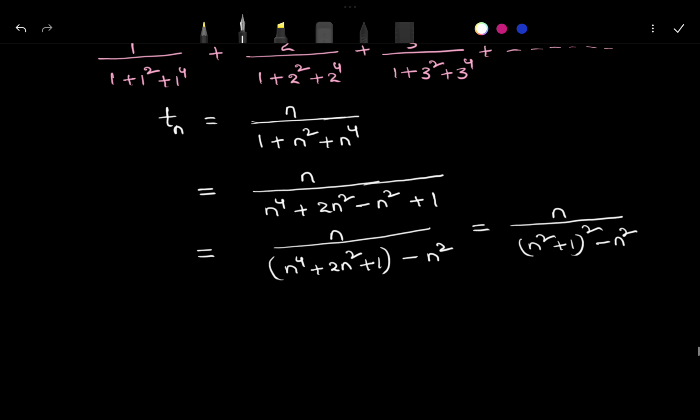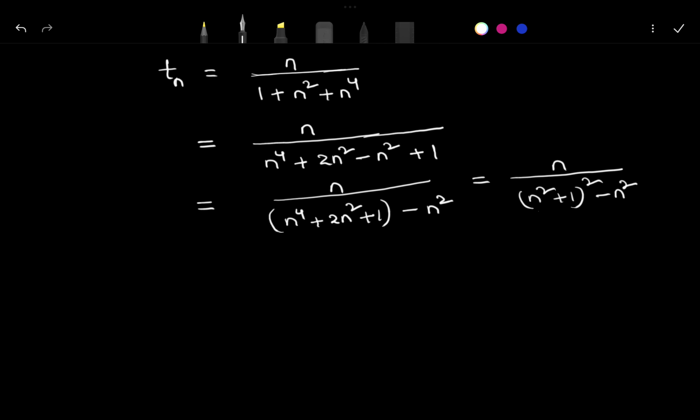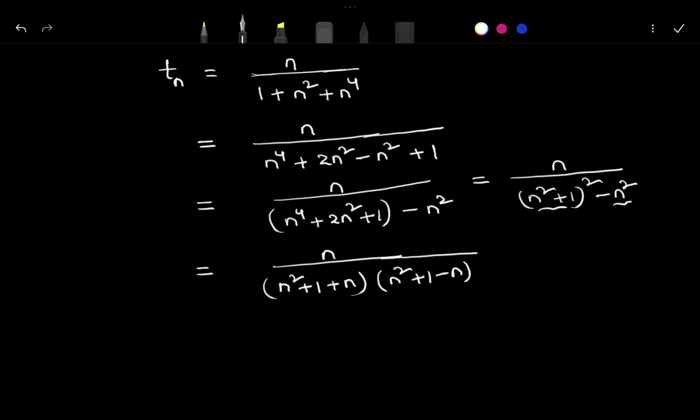Very clearly the denominator is of the form a square minus b square. So we can write n whole divided by (a plus b) into (a minus b). A plus b means n square plus 1 plus n, and a minus b is n square plus 1 minus n. So the denominator can be resolved into two factors. Now very clearly the difference of these two factors will be 2n, right?